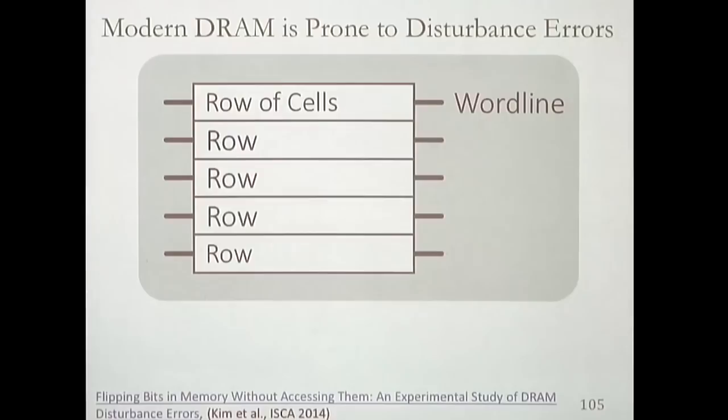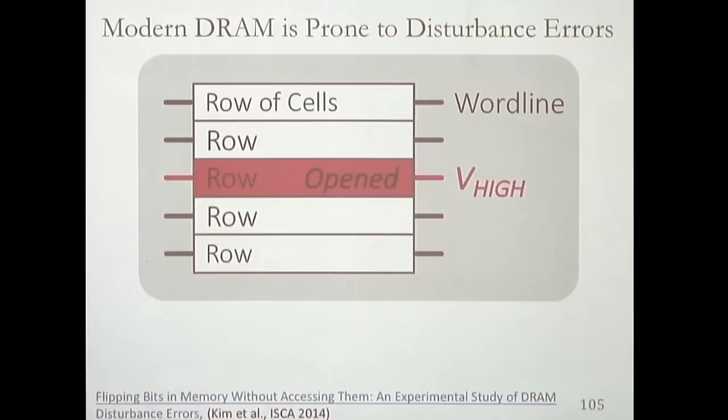So the idea is, this will not be news to you, maybe, because we talked about data dependence, right? Different cells affect each other, right? It turns out when you repeatedly activate a row in a DRAM chip, you can cause errors in adjacent rows. And this exists in today's DRAM chips. So let's take a look.